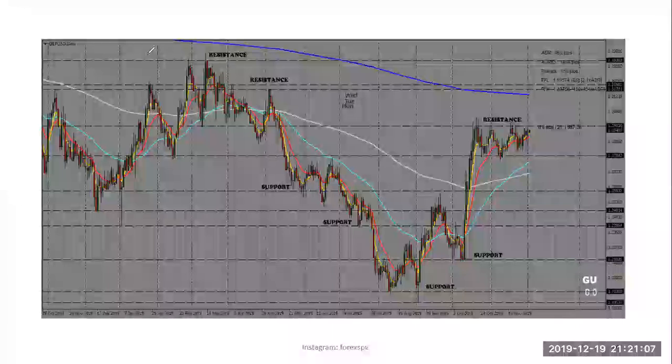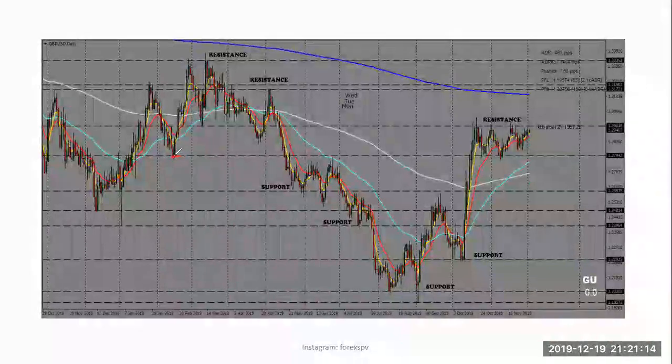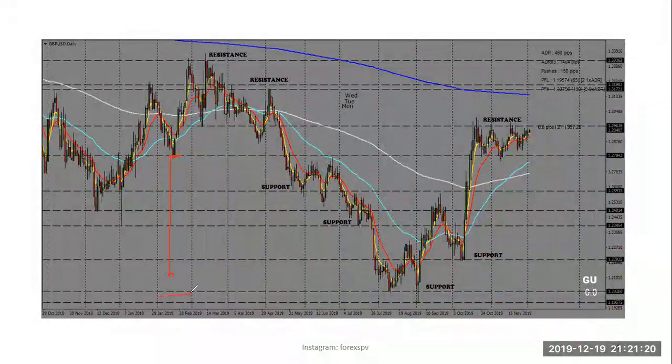These are good examples here. This was the daily time frame of GBP USD. This here was the low of January, and this is February. This is the low of February, and this is the highest point of February. It came again to this point here, and this is where it formed the resistance.